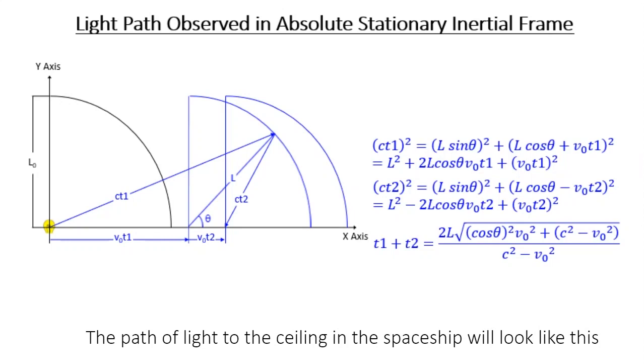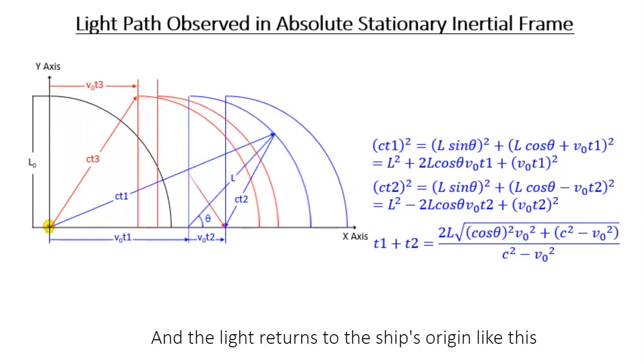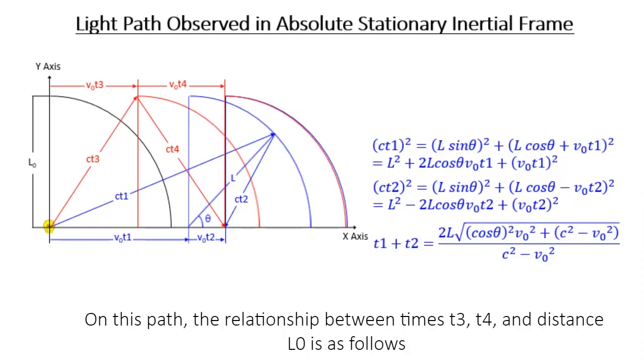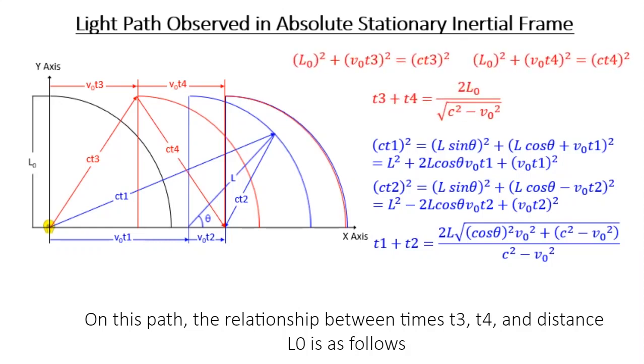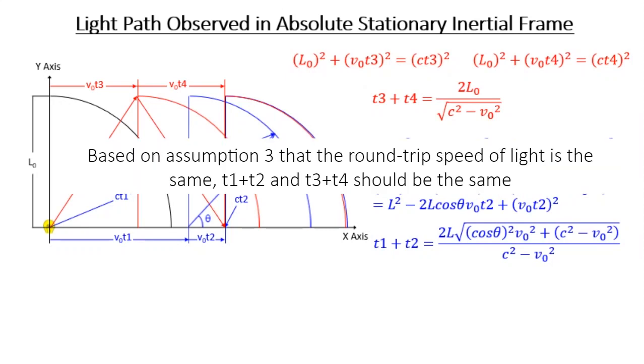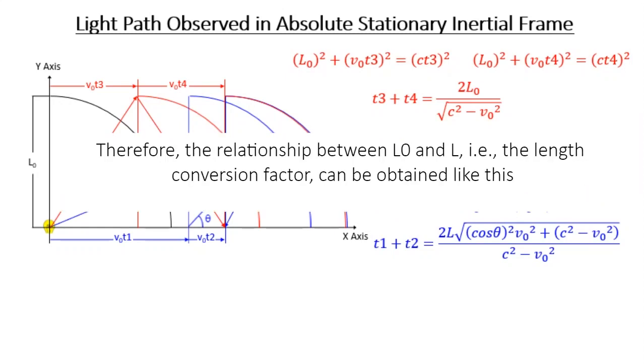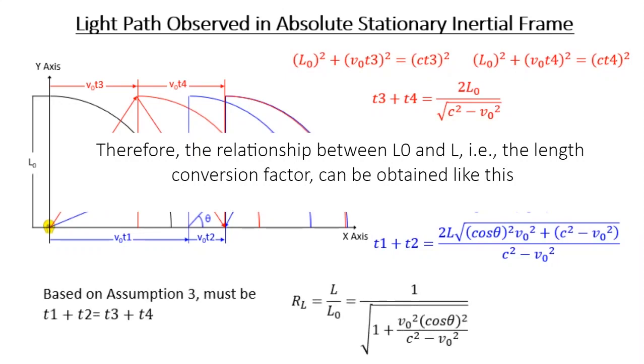The path of light to the ceiling in the spaceship will look like this. And the light returns to the ship's origin like this. On this path, the relationship between times t3, t4, and distance L0 is as follows. Based on assumption 3 that the round-trip speed of light is the same, t1 plus t2, and t3 plus t4 should be the same. Therefore, the relationship between L0 and L, i.e., the length conversion factor, can be obtained like this.